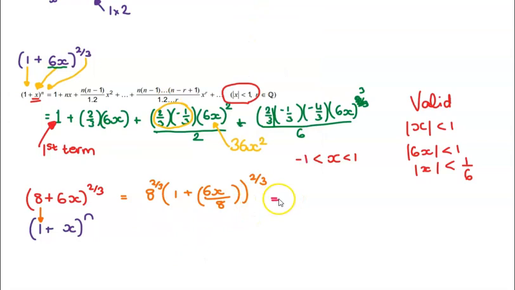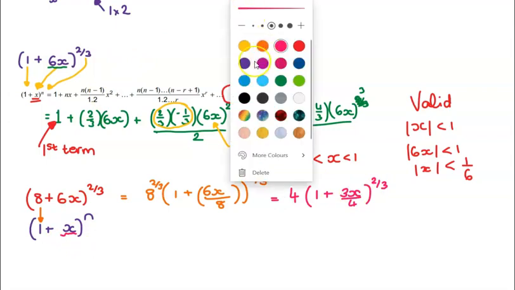So expanding again, 8 to the power 2/3 is just 4. You can put that in your calculator. Simplify where you can. So 6x over 8 is the same as 3x over 4, to the power 2/3. And then off you go. You can substitute this into the formula now. Whenever you've got an x, you're going to replace it with 3x over 4. And at the end, you're going to multiply the whole thing by 4.